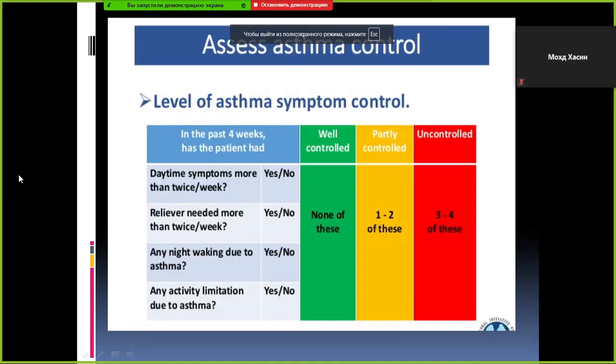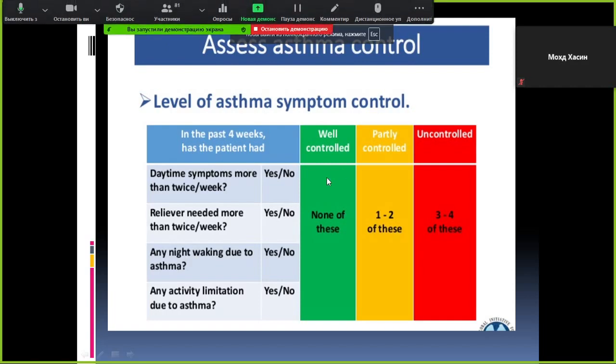We also may use such a tool for assessment of asthma control. In this case, the doctor, the physician, performs the assessment of asthma control. So we must answer 4 questions. Presence of daytime symptoms more than twice a week, reliever needed more than twice a week, any night waking, so nighttime symptoms, and any activity limitation due to bronchial asthma.